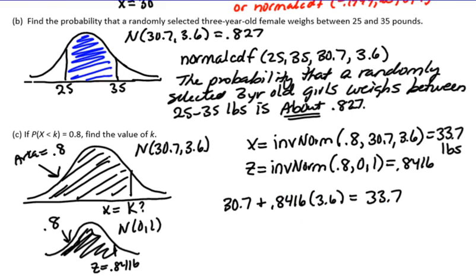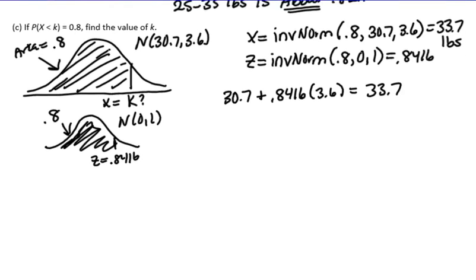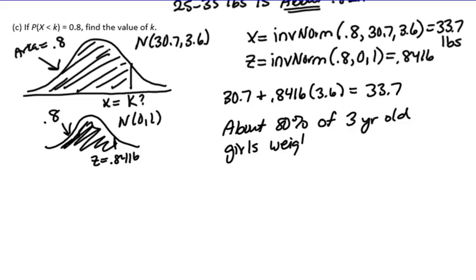Now, it'd probably be good to write a little sentence. So how would you explain this number? Since we're talking about randomly selected 3-year-olds, we would say about 80% of 3-year-old girls weigh less than 33.7 pounds. Okay, so there we go. There's your normal model review.